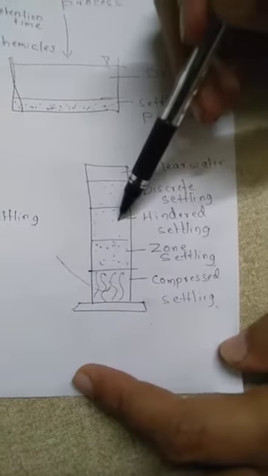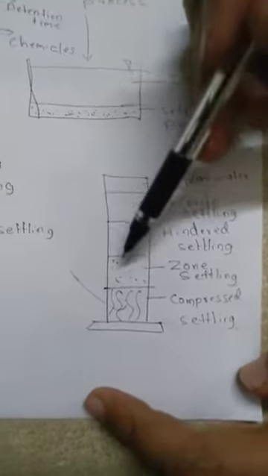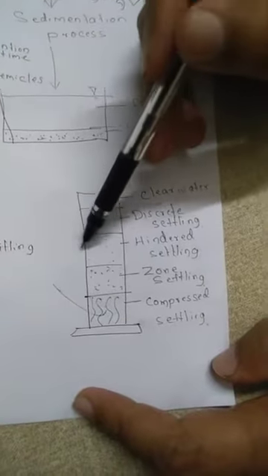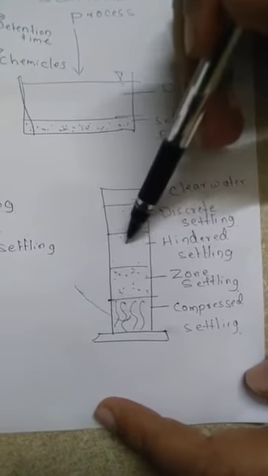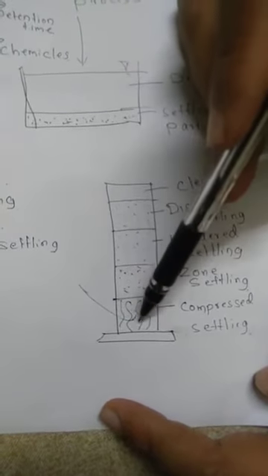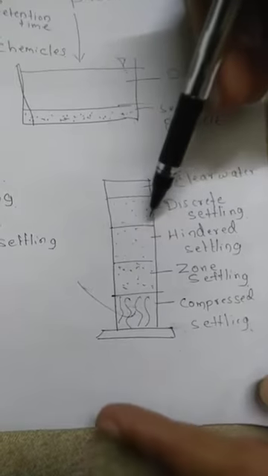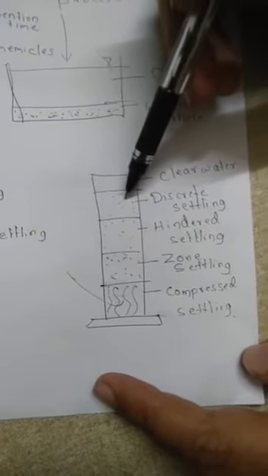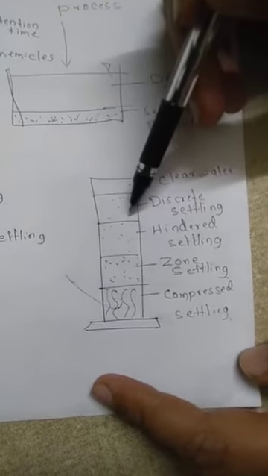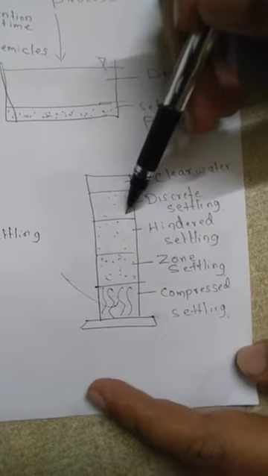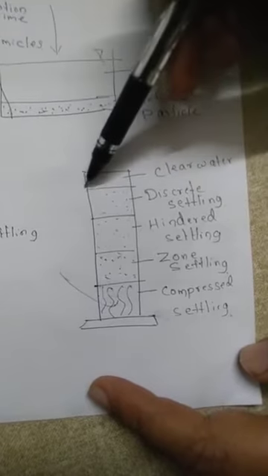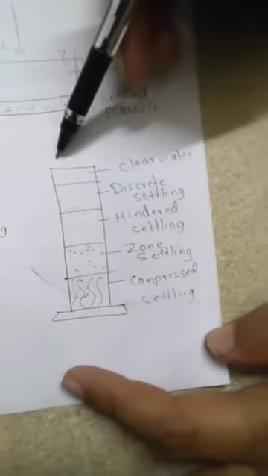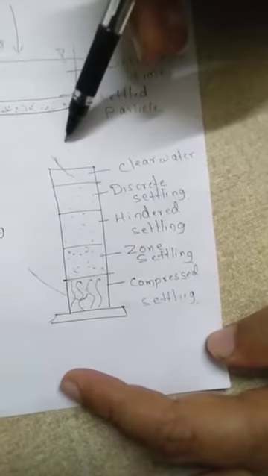Next, coming to the hindered settling. The concentration of these suspended particles reduces as we come up, because the suspended particles become less as we go from compressed to hindered. Then coming to discrete, the concentration of suspended particles reduces still further compared to the hindered settling. If we give some amount of sedimentation time, at the top we are going to get clearer water.